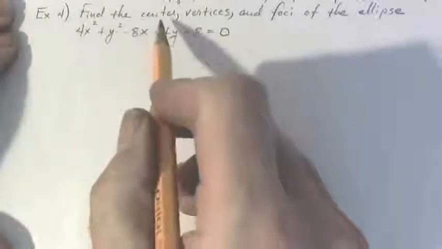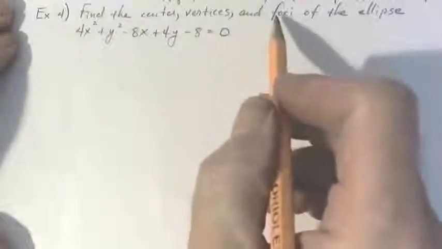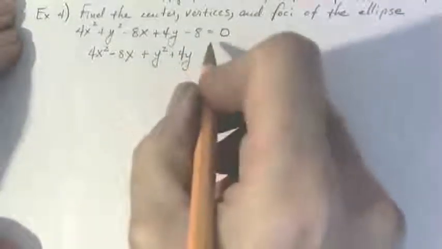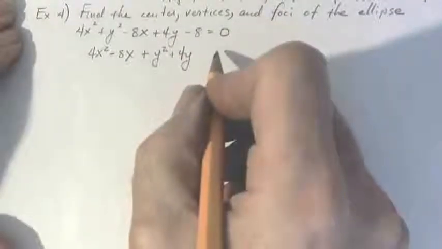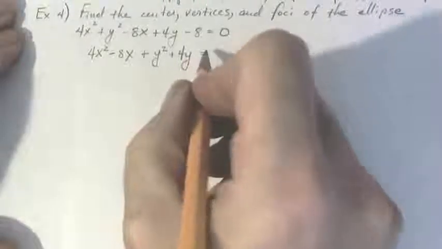In this example, we'll find the center, vertices, and foci of the ellipse. To do that, we need to put the equation in standard form, which means completing the square. So let's get the x terms together, minus 8x, the y terms together, and let's put the 8 on the other side.